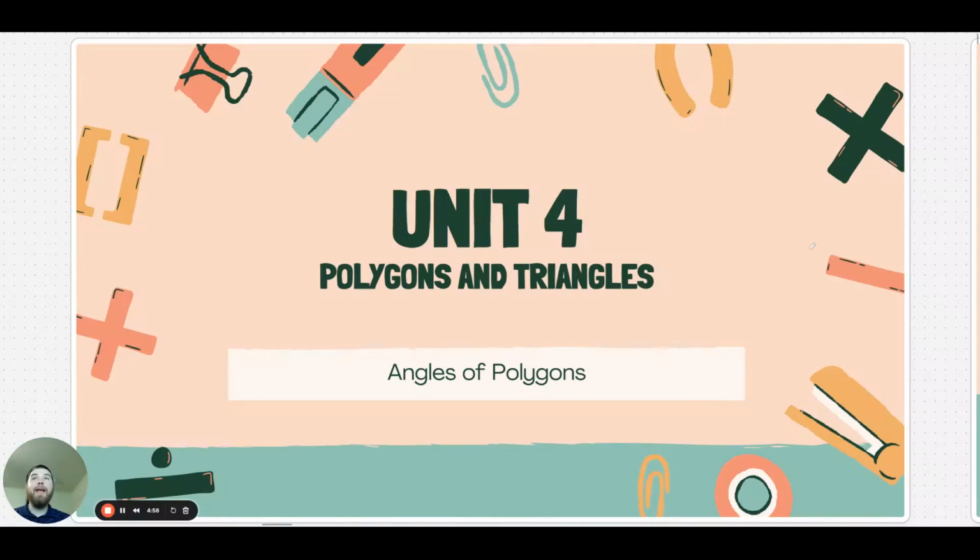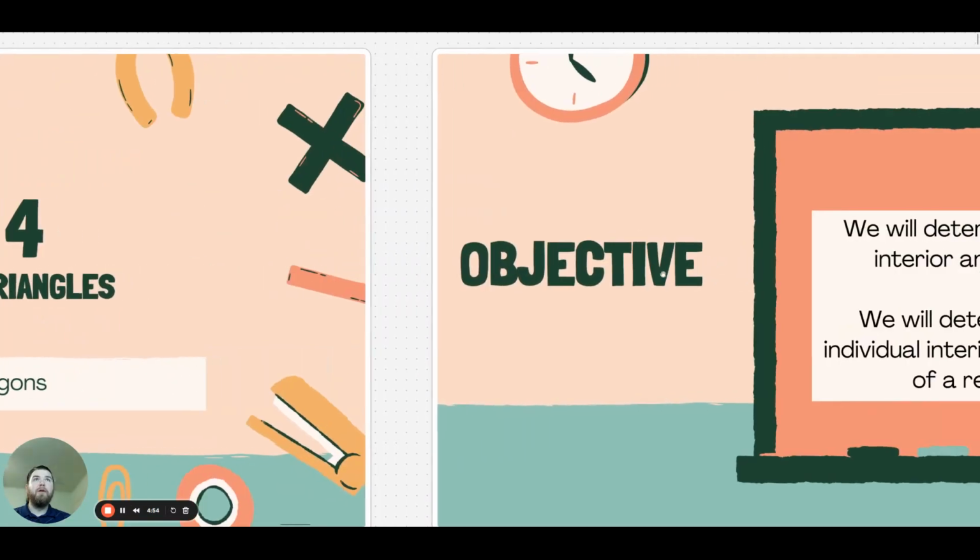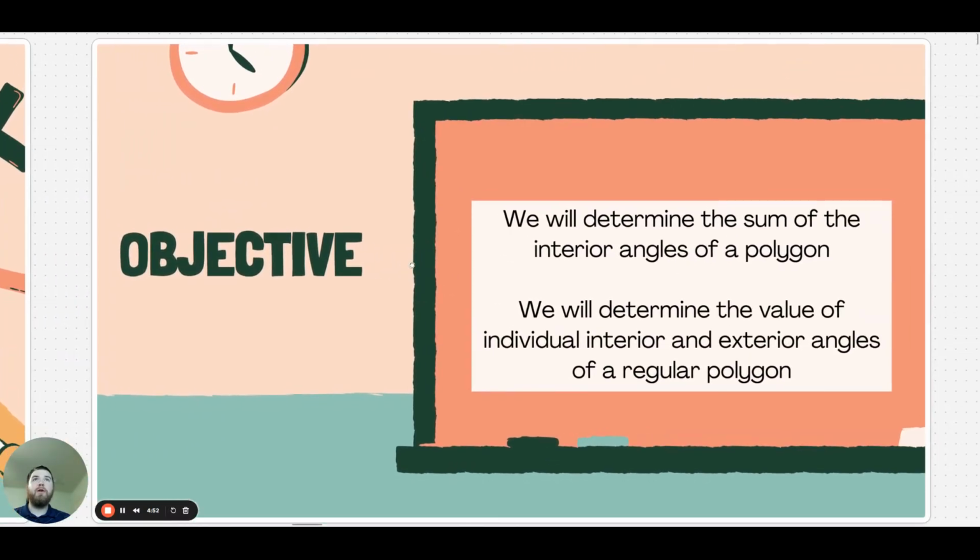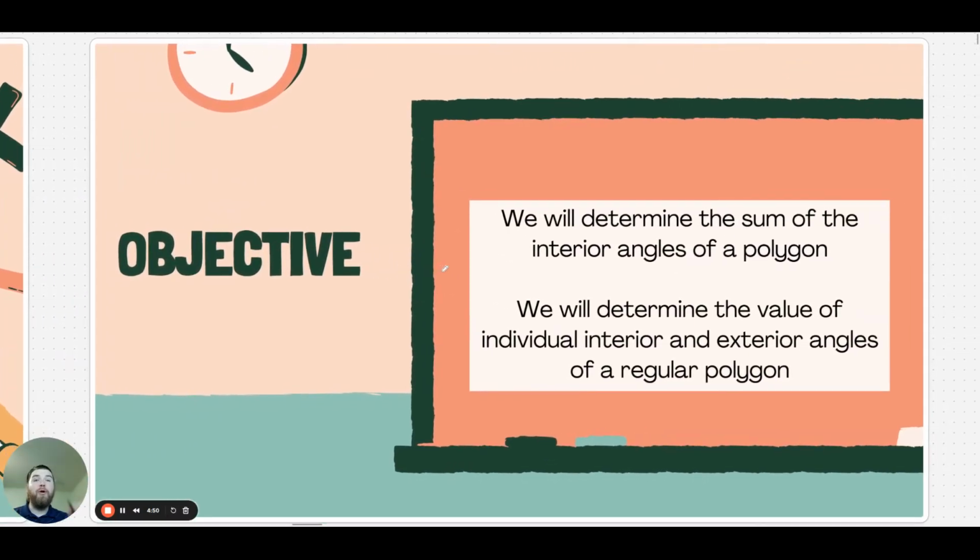Alrighty, we are looking at angles within a polygon, and so we'll just go ahead and jump right on in. So what we've got here for our objectives is that one, we want to be able to find out what all of the interior angles are going to add up to. So when you're dealing with a polygon, all of those interior angles are going to add up to something, and so we're going to be able to do that. We've got a pretty cool formula that we get to use for it.